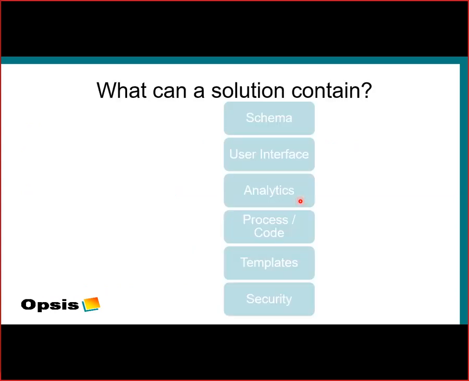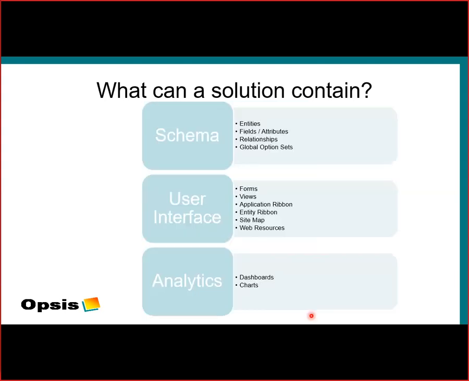So a solution can contain schema items, user interface items, analytics items, process and code items, templates, and security. So to put a bit more detail in that, within schema, it can have whole entities, it can have fields or attributes, relationships that we looked at earlier on in the piece, and global option sets.